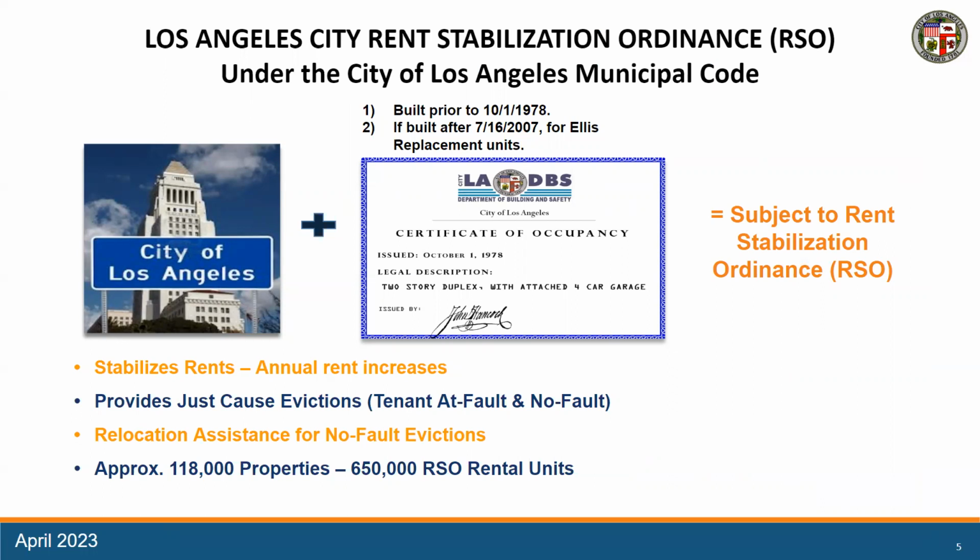The RSO stabilizes rents by allowing annual rent increases and provides just cause evictions, which means tenants must receive a reason to terminate their tenancy. The payment of relocation assistance to tenants is required if a landlord evicts a tenant for no fault of their own, such as for landlord to occupy the unit, move in a resident manager, or demolish and/or remove the property from the rental housing market, also known as the Ellis Act. The city has approximately 640,000 rental units subject to the RSO, which is about 118,000 properties.